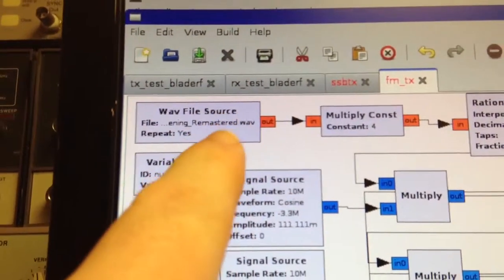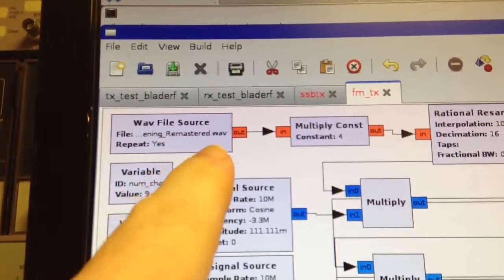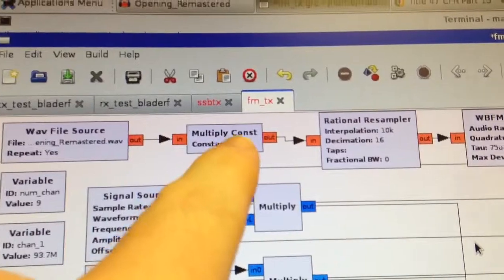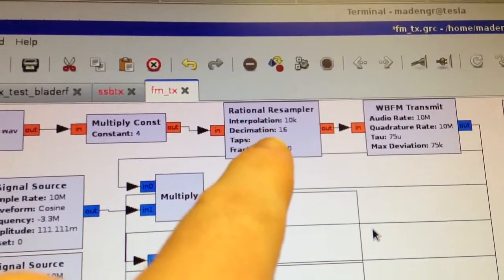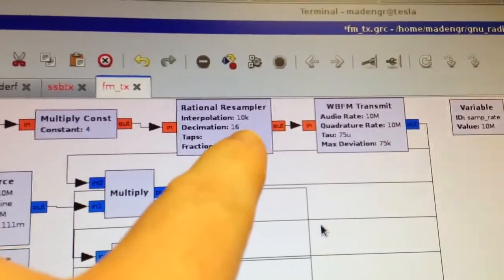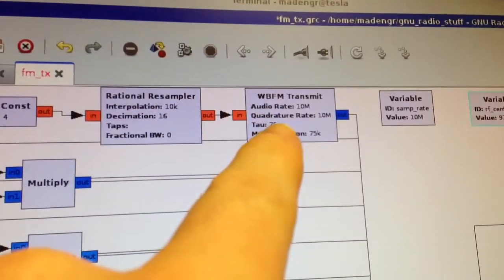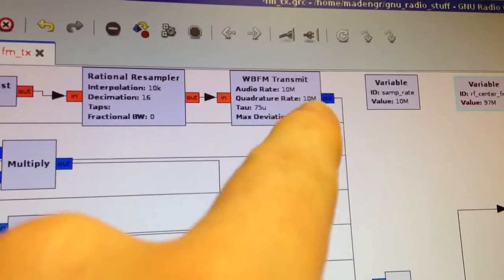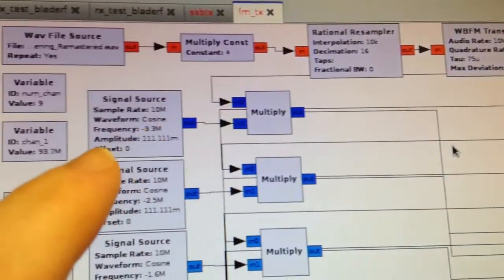We'll start off with a wave file source that's at 16 kilosamples per second. I'm going to multiply that a little bit so I can boost up its utilized bandwidth once I modulate it. Anyway, I'm going to resample that up to 10 megasamples per second. That's what our USRP hardware is running at. Then we're going to wideband FM modulate that, so we end up with a wideband FM carrier at 0 hertz, complex baseband.